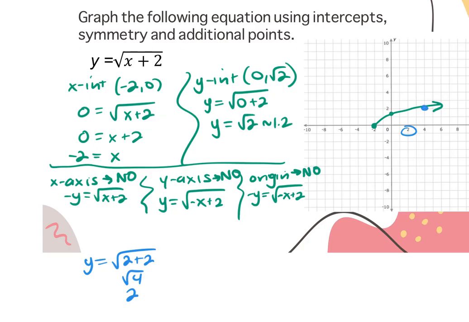And if I plugged in something to the left, like negative 3, y equals the square root of negative 3 plus 2. I get the square root of negative 1, which can't be graphed. So it confirms that my graph starts at that negative 2.